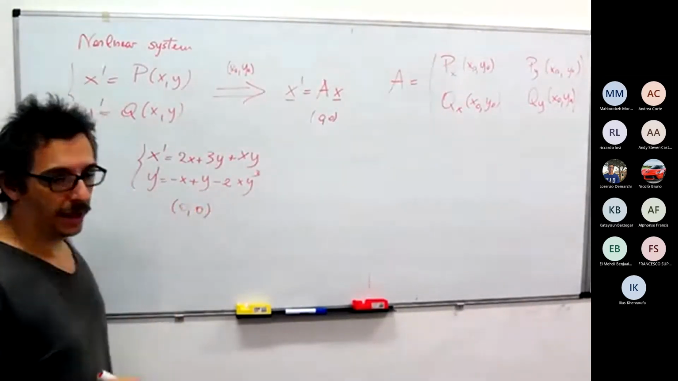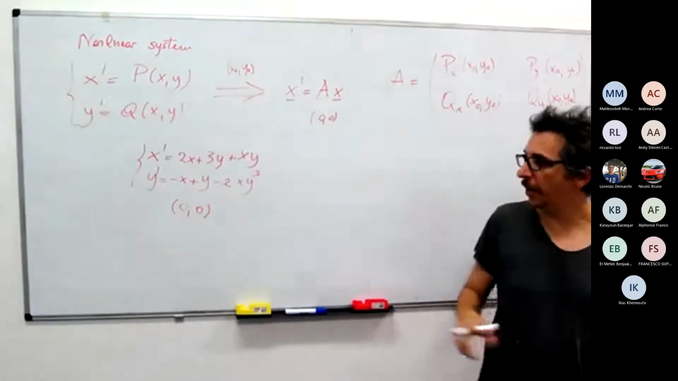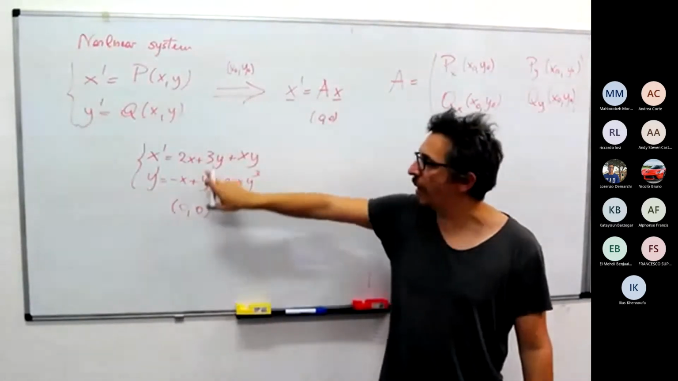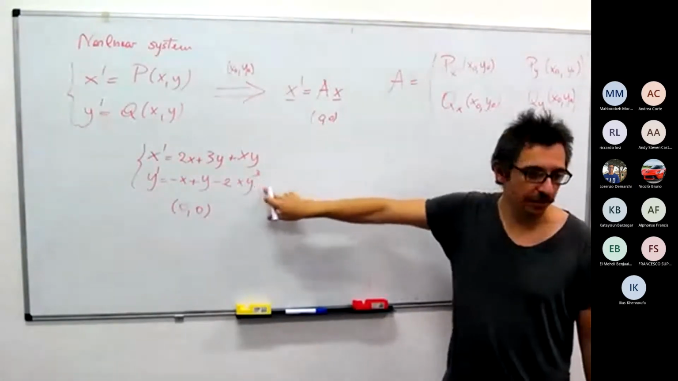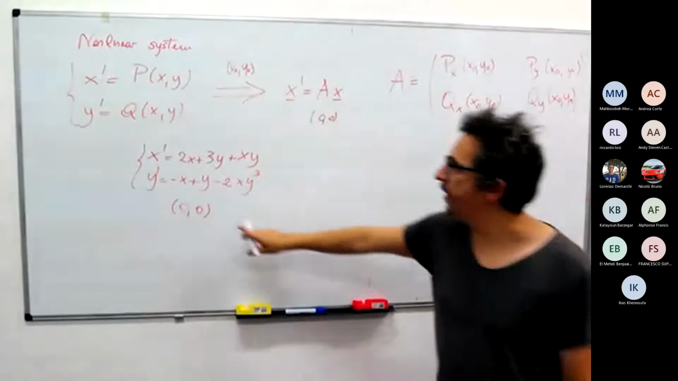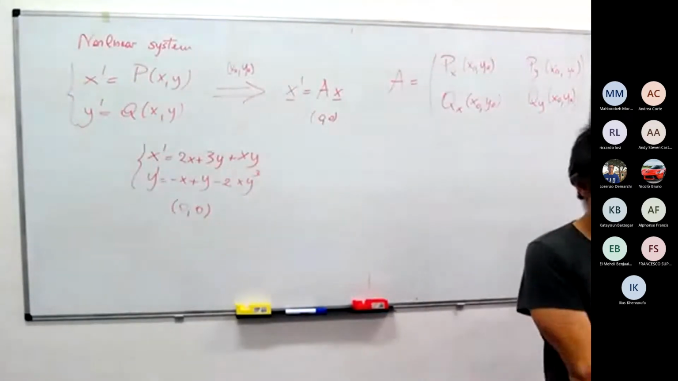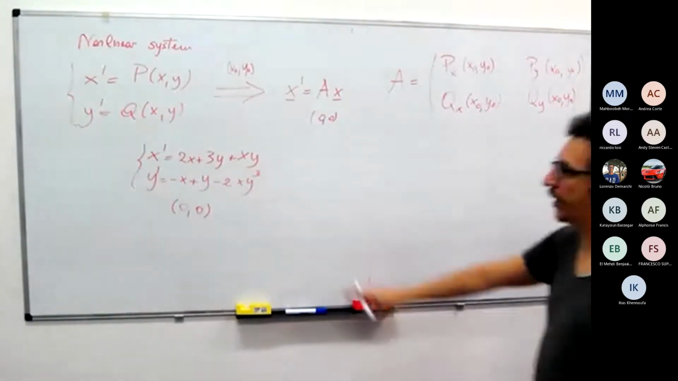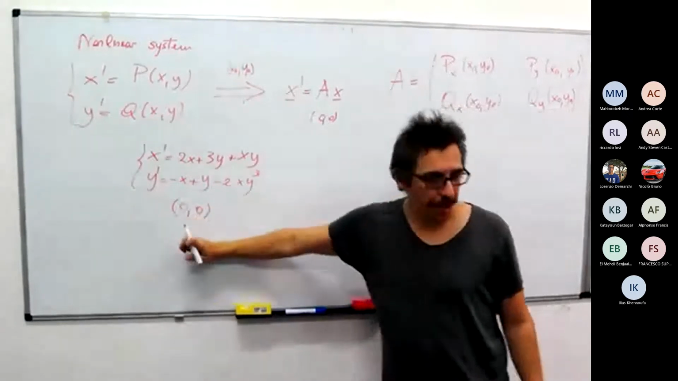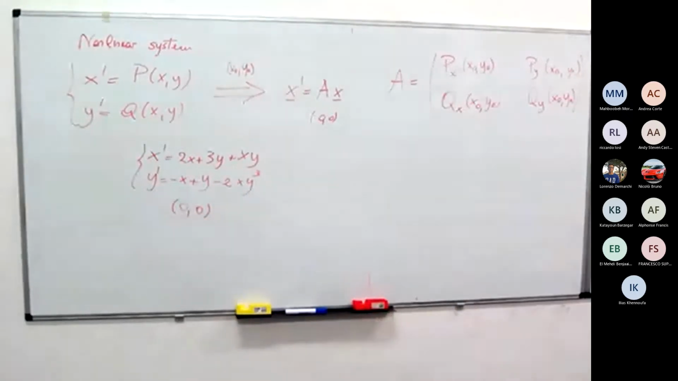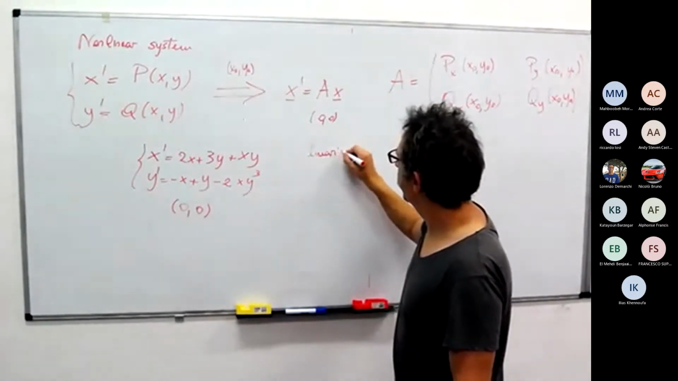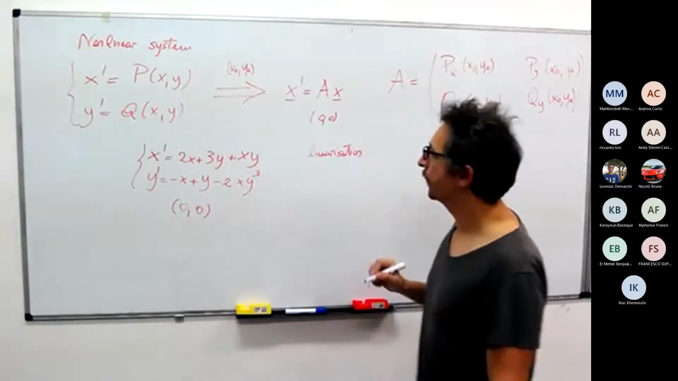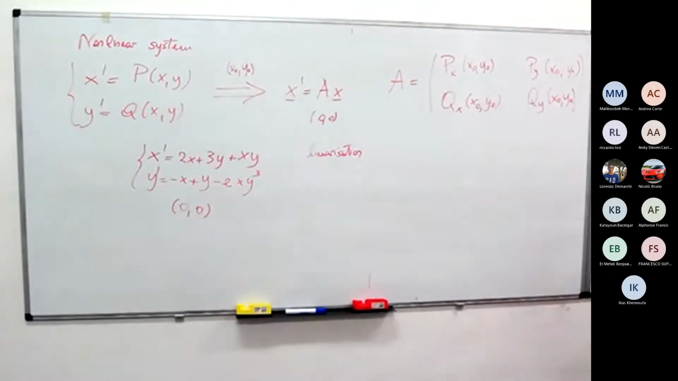A real critical point for this system. Indeed, if you put x equal to 0 and y equal to 0, you soon realize that this thing is equal to 0 and this thing is equal to 0. So surely 0, 0 is a critical point for the nonlinear system. Now, what's the nature of this point? In order to answer, we have to linearize the system. So let's linearize. Linearization. Do you remember what's the linearization?